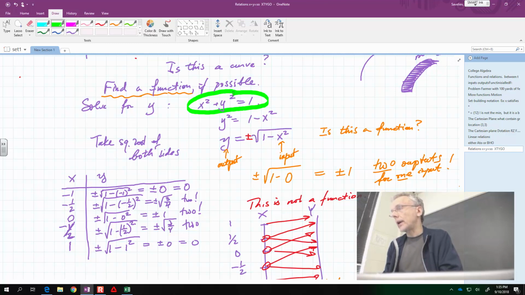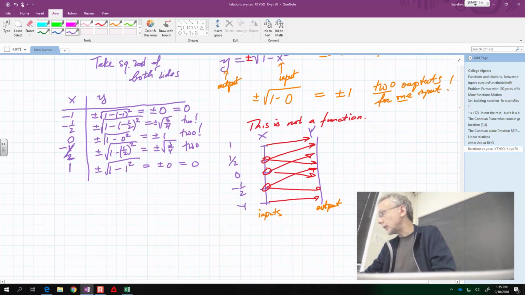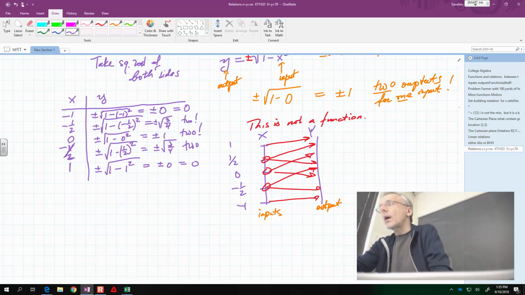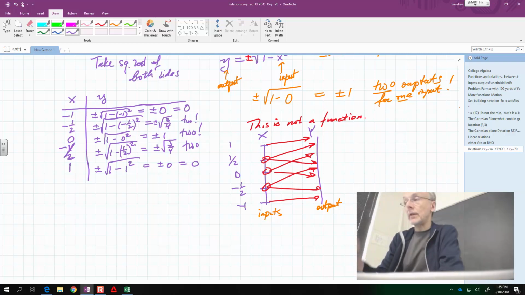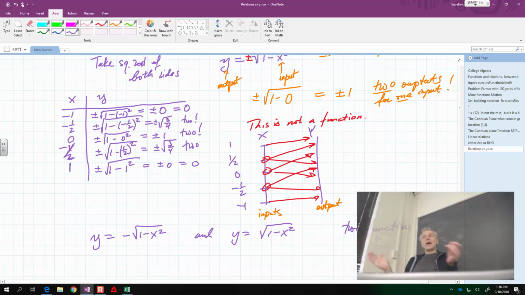So, okay, what do we do about it? Well, we'll see other ways to deal with it. But one is this plus or minus allows us to just split the relation into 2. Each of them will be a function. So y is equal to negative square root of 1 minus x squared, and y equal positive square root of 1 minus x squared. Okay, then these are 2 functions. The plus or minus has been split up, so there will be only 1 output for each input.